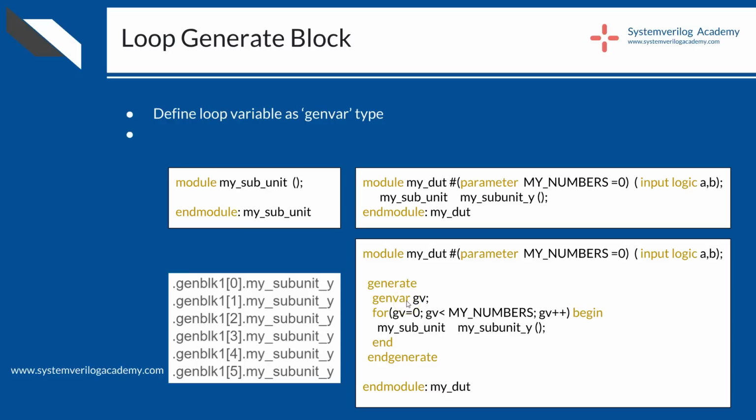During elaboration, say if the parameter value is 6, there will be 6 instances of the subunit, and their hierarchical names will be as shown here. The first instance will be genBlock1[0].MySubUnit y, and the second instance will be genBlock1[1].MySubUnit y, and so on.